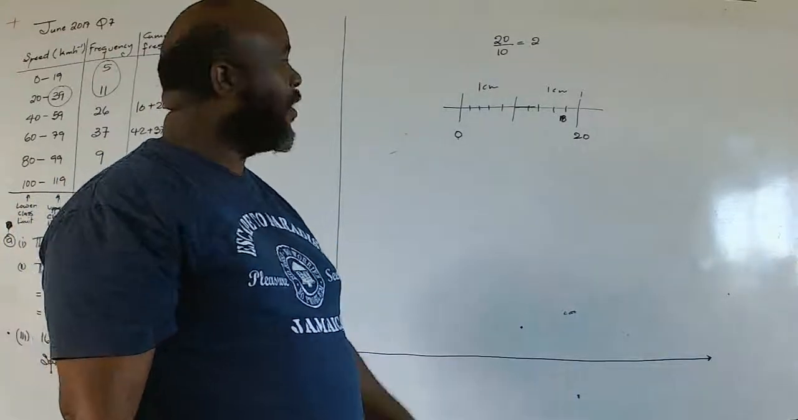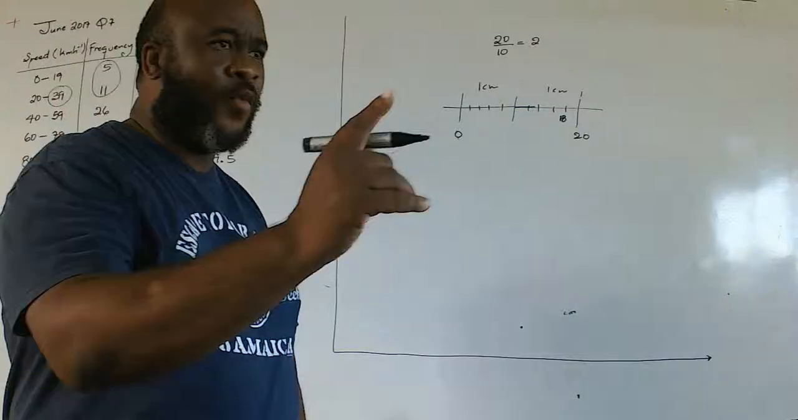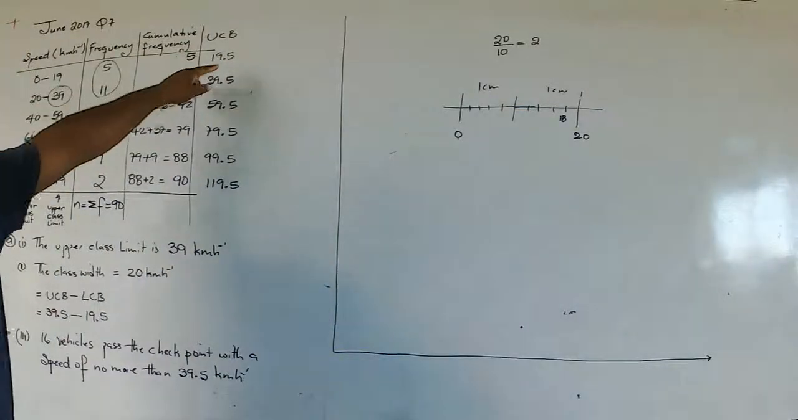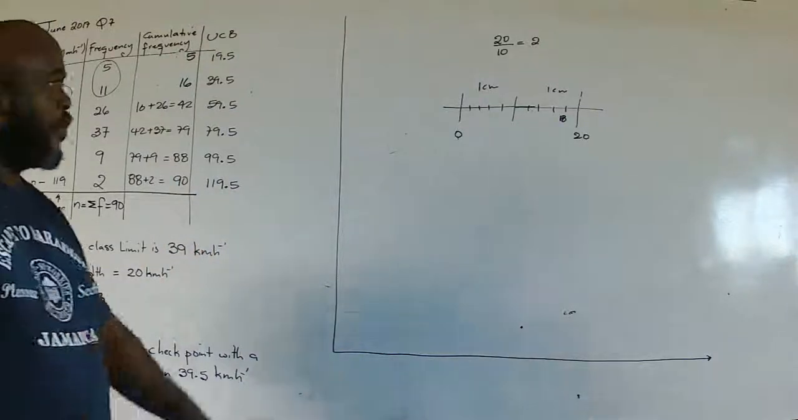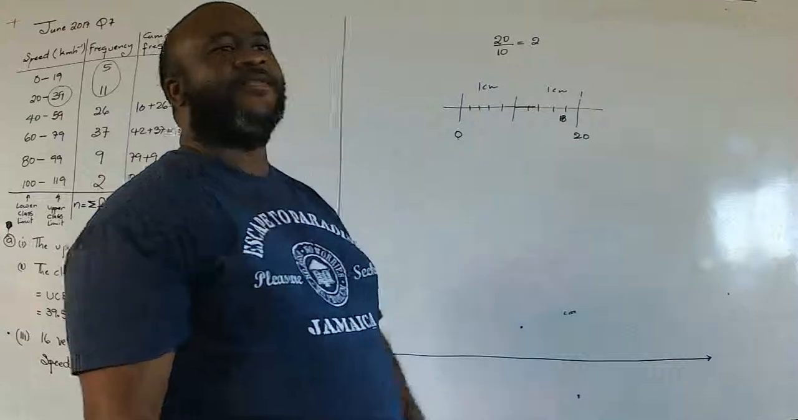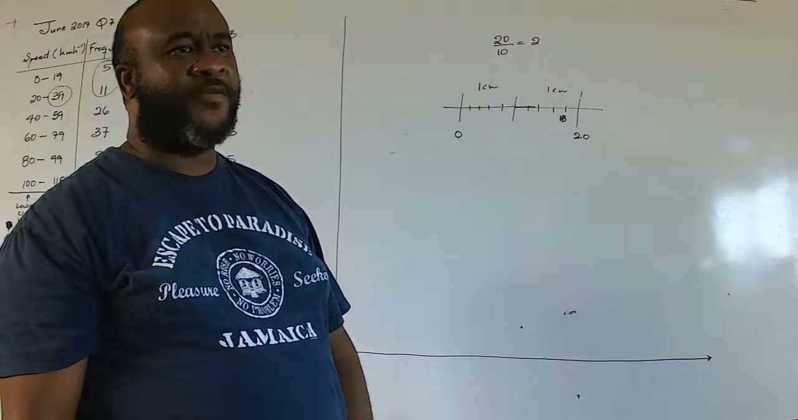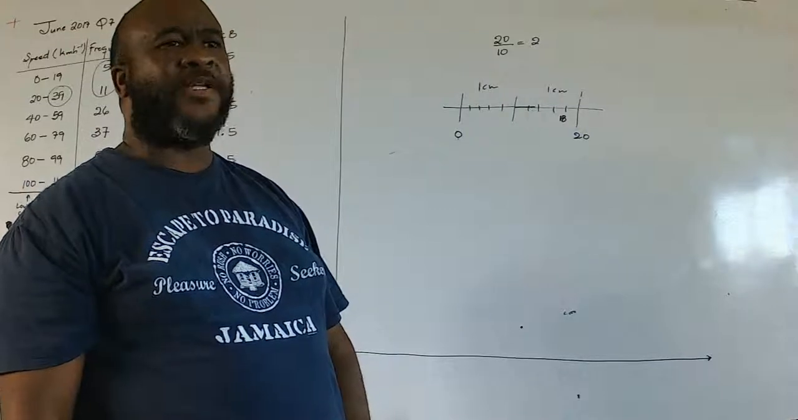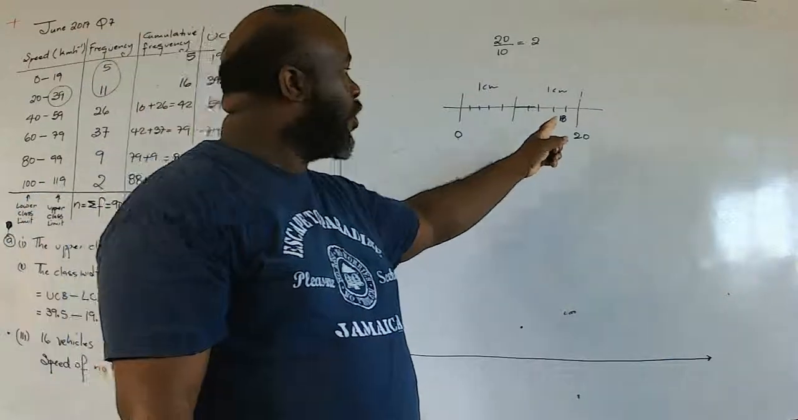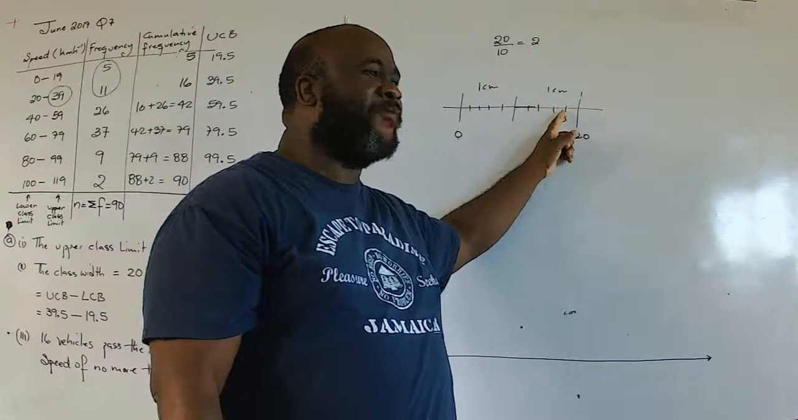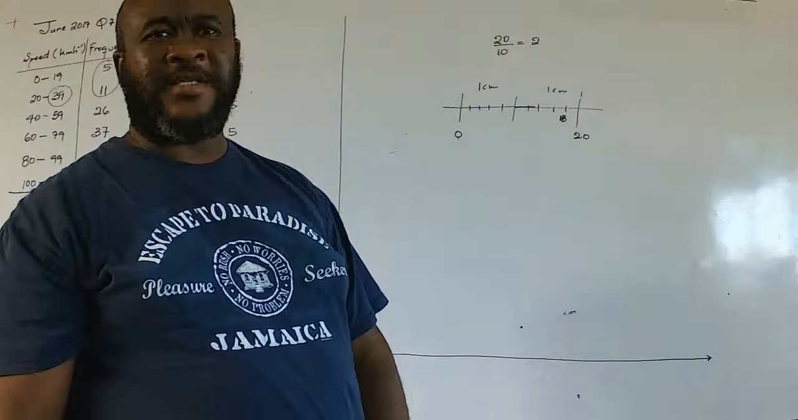Here's the problem. Between here and here, can you plot 19.5? What is the upper class boundary? 19.5. You can't plot it. So we have got to have a different approach. Do exactly what I do. There's no way you can pinpoint 19.5 between those divisions. So do exactly what I tell you to do.